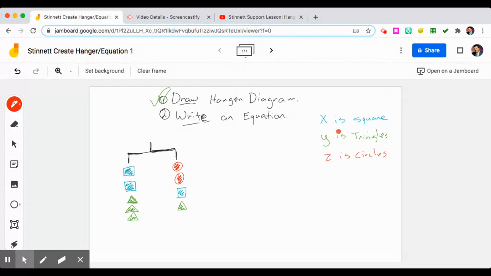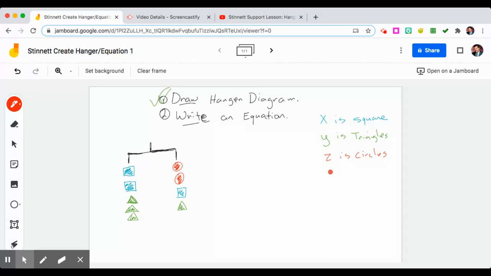If you wanted x to be triangles, or a to be squares, b to be triangles, and c to be circles, or s to be squares, t to be triangles and c to be circles, if that makes more sense to you, you could totally do it that way. You don't have to use these variables. This is just what I'm using. This is just what the book used, but it's not what you have to use. You could totally say STC. That's totally fine.